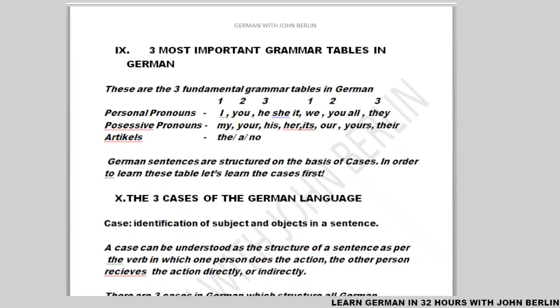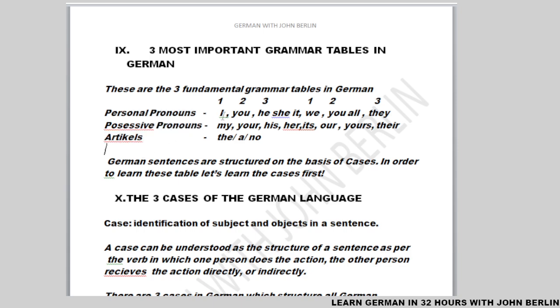In the last lesson, we looked at genders in the German language and used the article to understand the different genders of masculine, feminine, and neutral, as well as plural, with der, die, das, die. Now, we'll be moving forward in today's lesson and talking about the most important grammar tables that we need to understand in order to move forward. So, we'll be talking about personal pronouns, possessive pronouns, and articles.